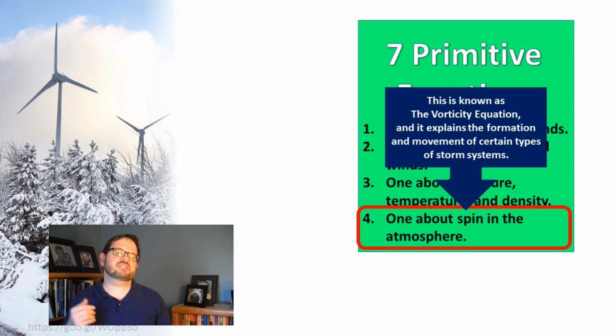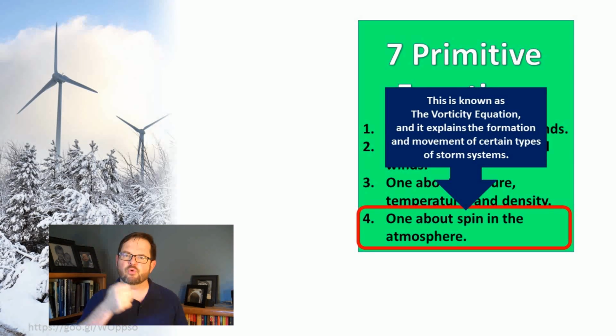There's another equation that describes spin in the atmosphere. Spin is an important concept. You can understand spin is important in the atmosphere if you think about hurricanes, cyclones, anticyclones, dust devils, tornadoes. Spin is important. It's a conserved property, like conservation of angular momentum and so on.